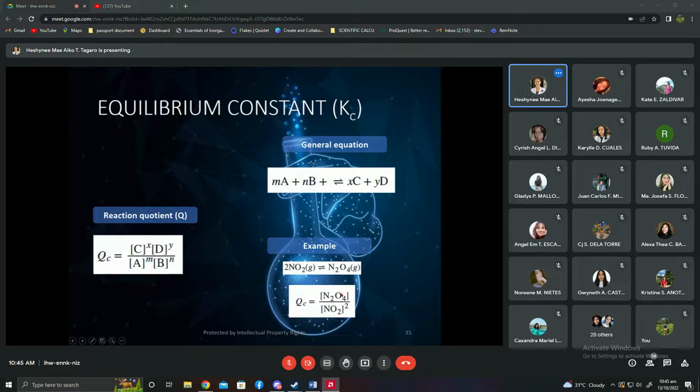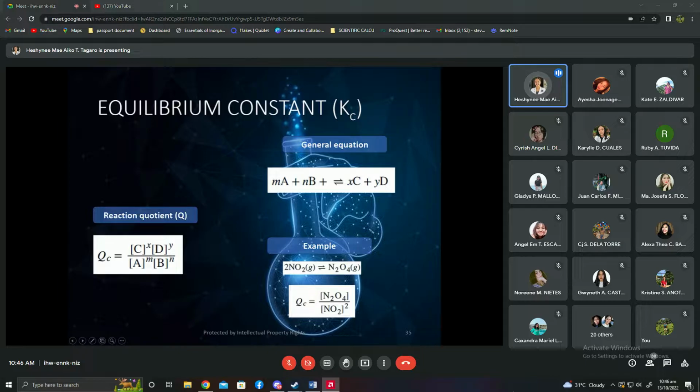Take note, the reactant and the products are enclosed in brackets because it indicates molar concentration of the reactant and product. Okay, so be careful: the reactant goes on top and the product goes at the bottom. Right now, take into heart that the product is in the numerator and the reactant is in the denominator. All right.